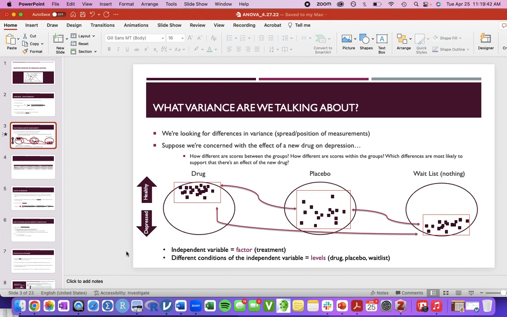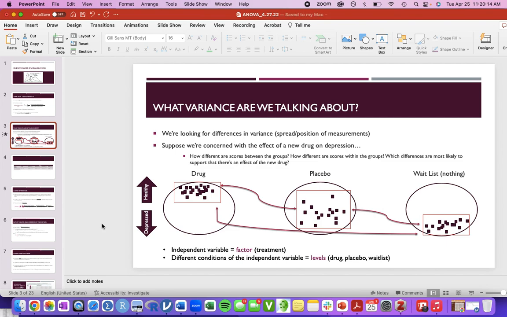When we think about variance within groups, that means I might want to know how different each of these scores are within the drug group. Placebo, how different these scores are within the placebo group, etc. And then that last question, what differences are most likely to support there's an effect of a new drug? So if we're testing the effect of a drug, we would want this group to be meaningfully different than this group or that group. If this group is not different than the placebo, we can't say that there's an effect of the new drug.